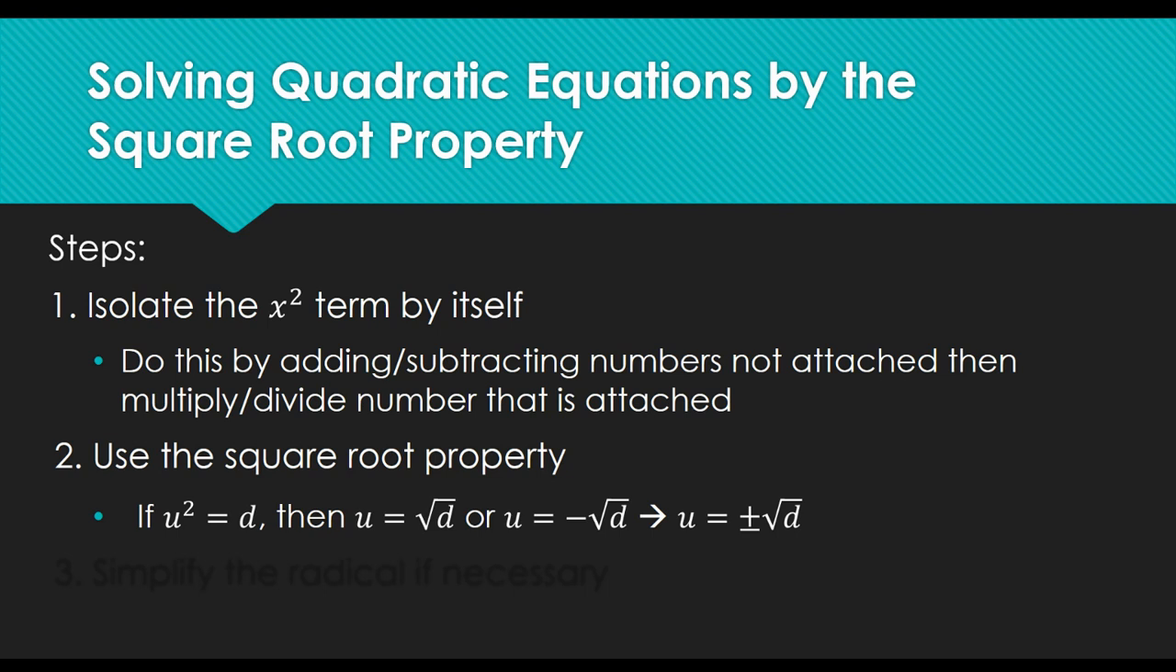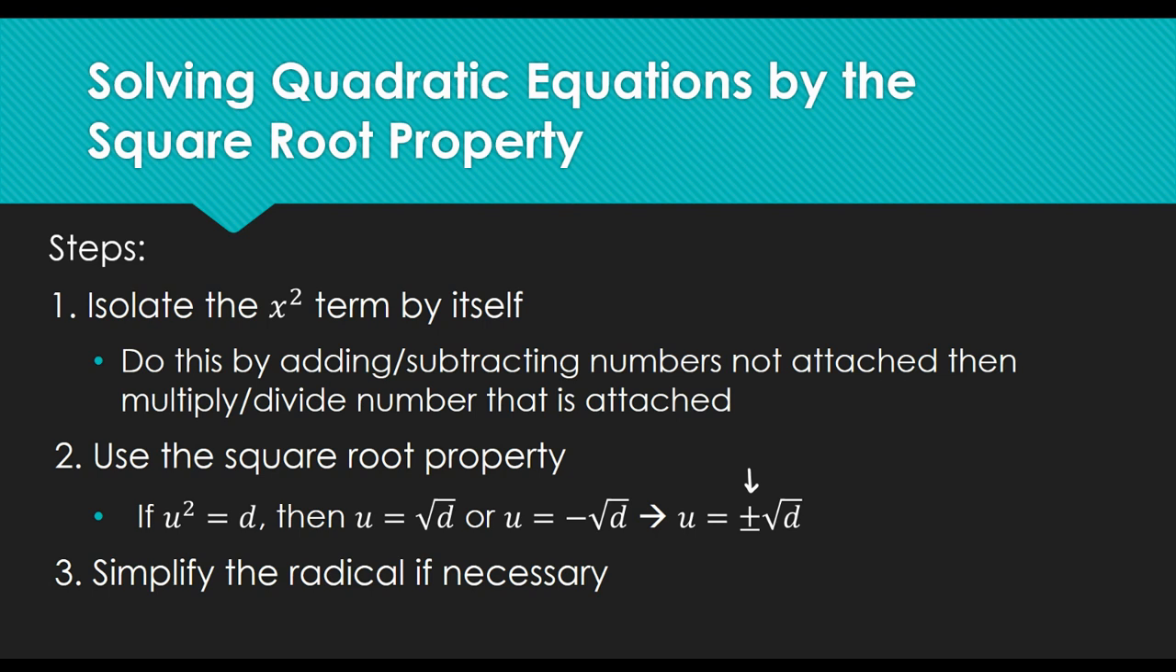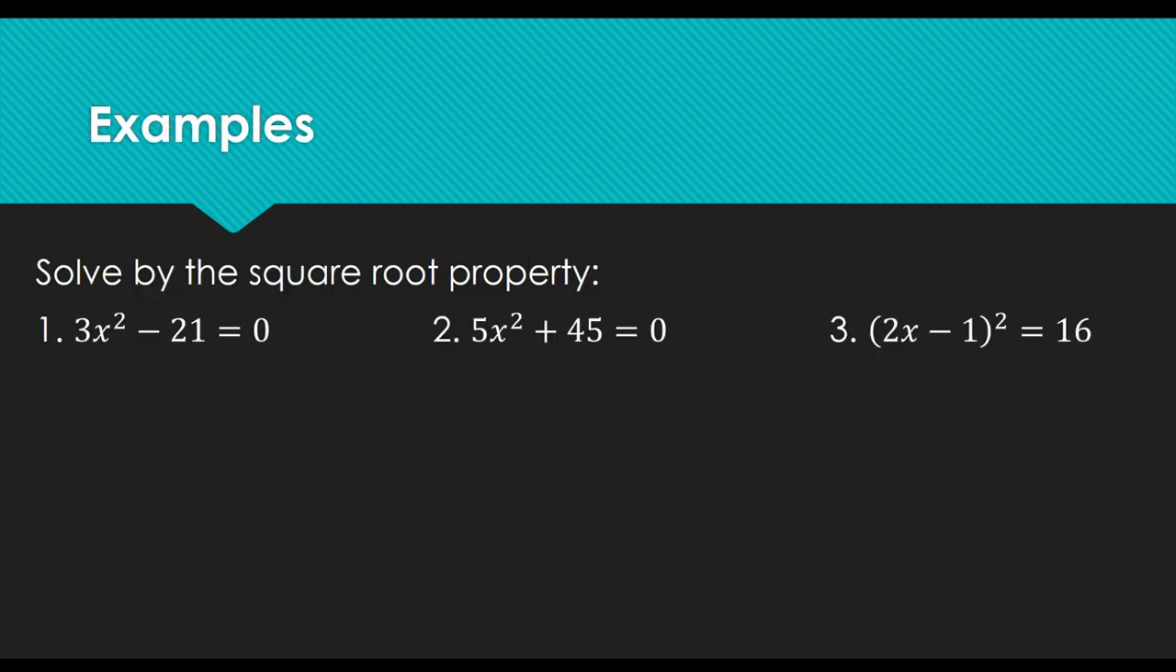We'll then use the square root property, meaning that if I have that square term isolated by itself, I take the square root, but remember, that's going to get you two answers. So you can write them separately, or I like to just use this plus or minus sign in front, and it shows me that I have two solutions. We always want to make sure that if we get a radical for an answer, we simplify as much as possible. So let's take a look at these examples.